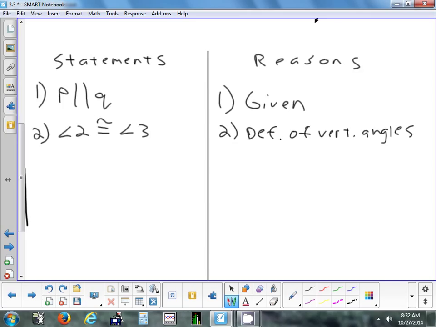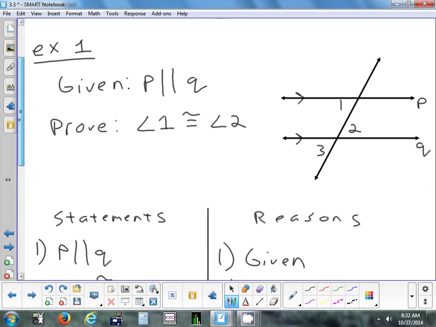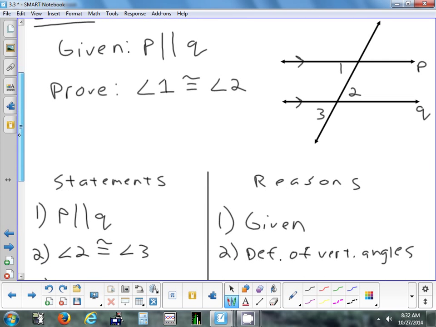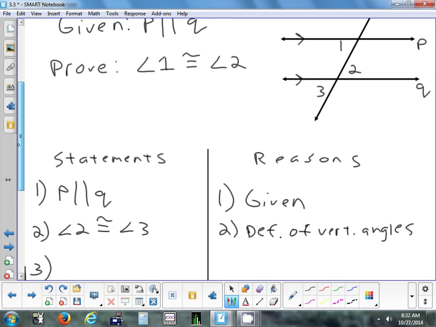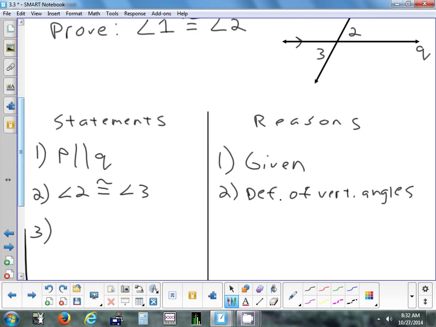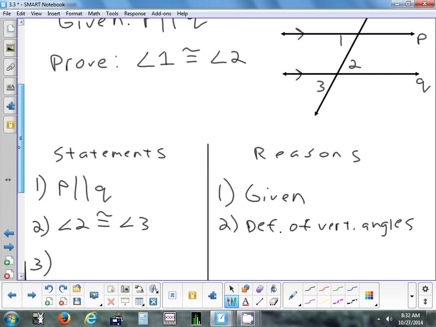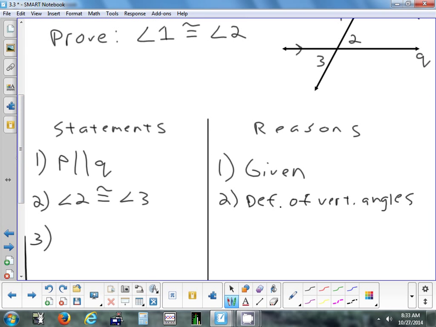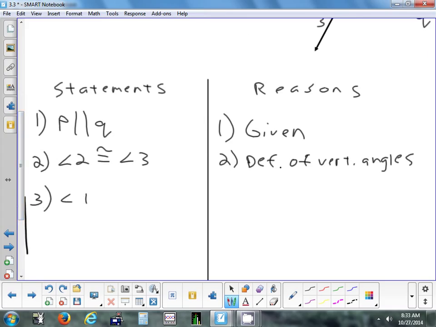So what else can we say now? Angle 1 and angle 2 are congruent because of the definition of interior angles. No, actually, I think there's one more. We might need 4 steps here. There's something else we have to say, similar to statement 2. And the reason's going to have to do with a postulate. Yep. Angle 1 and angle 3 are congruent.